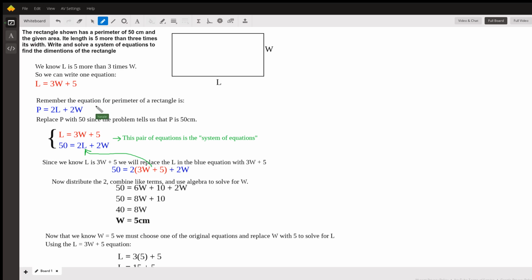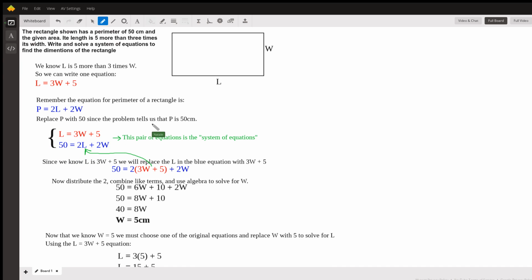The other equation in your system is the perimeter equation. And this is true for any rectangle, that the perimeter is equal to 2 times the length plus 2 times the width. In this problem, we're told the perimeter is 50. So instead of P equals 2L plus 2W, in our system, I've written 50 equals 2L plus 2W. So these two together with the curly bracket is our system of equations.